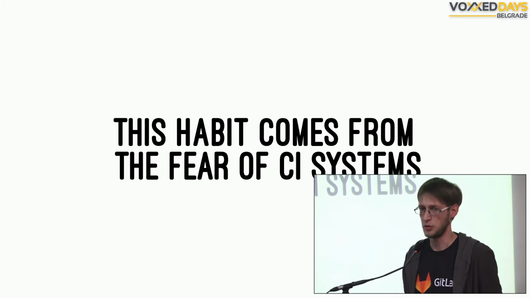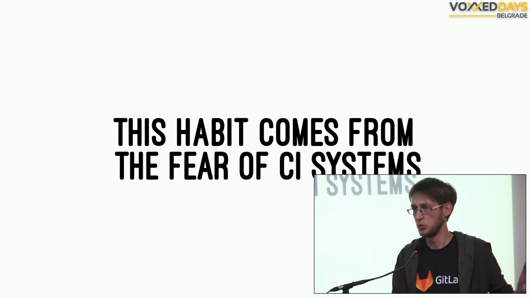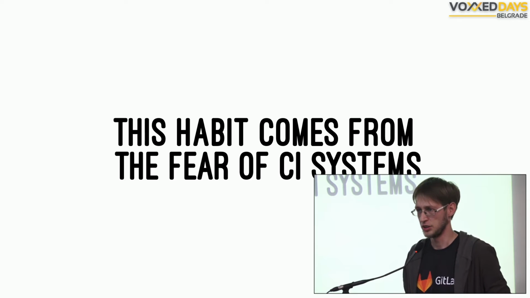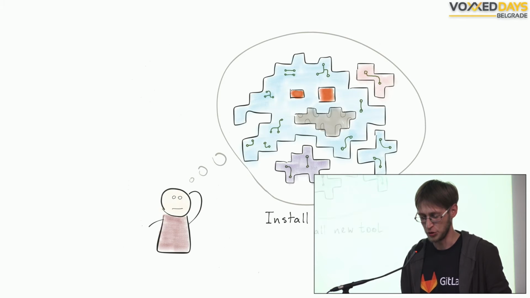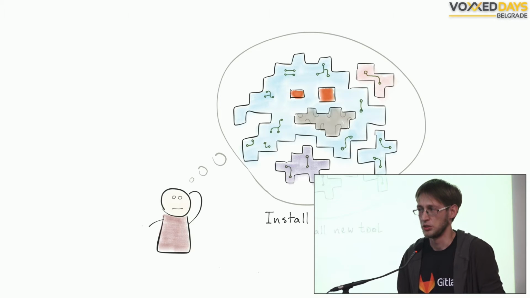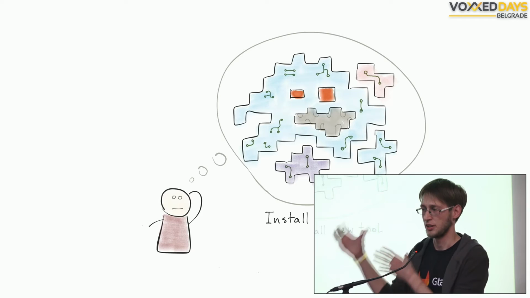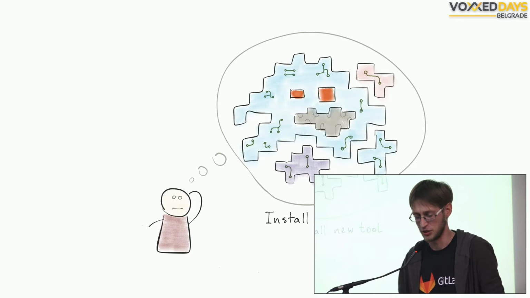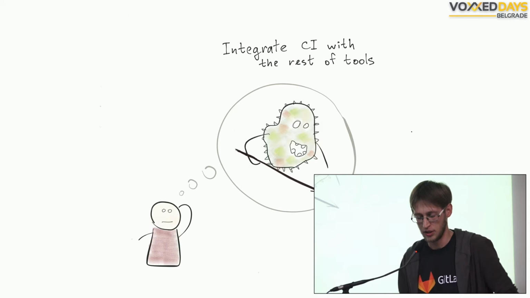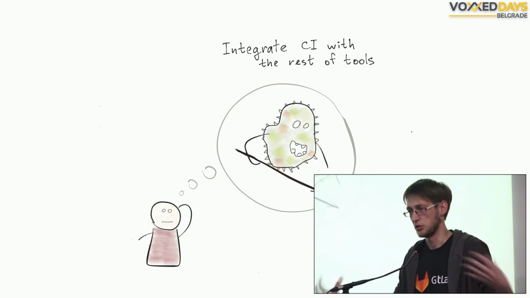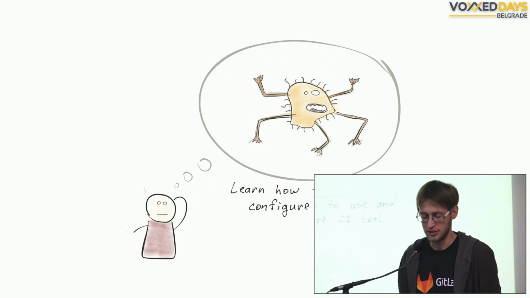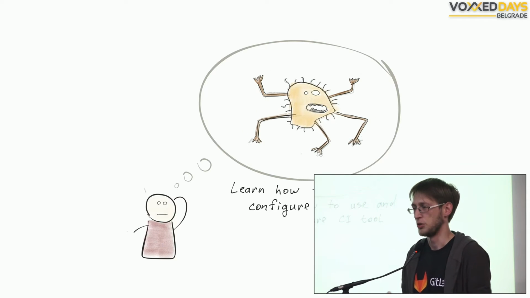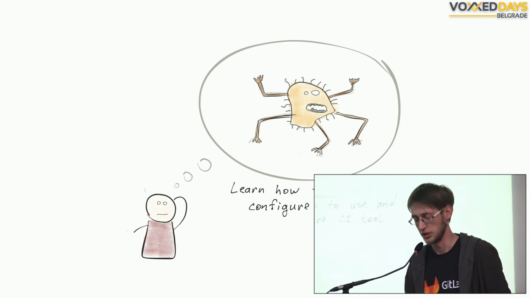Some time ago, in the past, I saw a couple of CI systems, and I became afraid of them. And I found 4 fears. The first one was that I need to learn how to install this system. I can already imagine that I might spend a day on the new CI tool installation. The second fear was that now I had to integrate this new CI tool with the rest of my tools. The third fear was that now I had to convince all of my colleagues to register in this new tool. And the fourth was, okay, now I have to learn how to finally use this CI tool and how to configure it to run my builds.